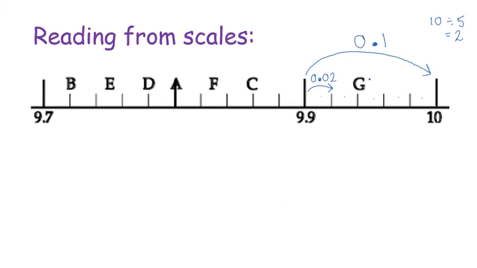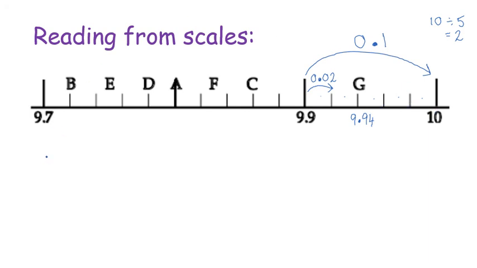Now, if we're trying to work out G, we know that one space along would get us to 9.92. Another space would get us to 9.94. Okay? 9.96, 9.98, and then 10.